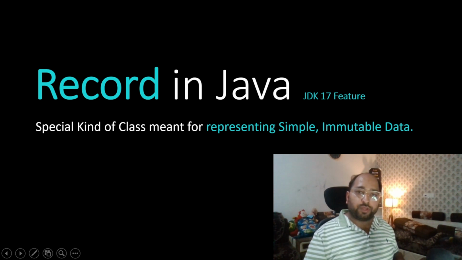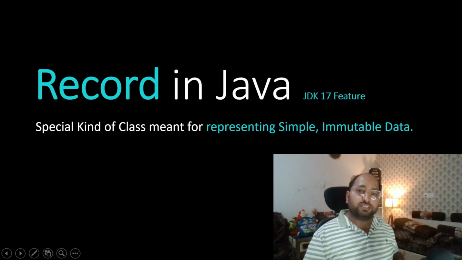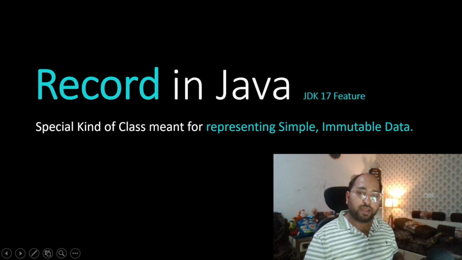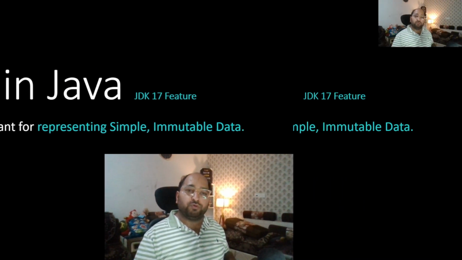So today we are going to talk about a brand new feature of Java, that is record. Record is a class introduced in JDK 17. This is a special kind of class which is meant for representing data in a simple and immutable format, meaning once the data is defined, it cannot be modified. So now let us move on to the discussion.